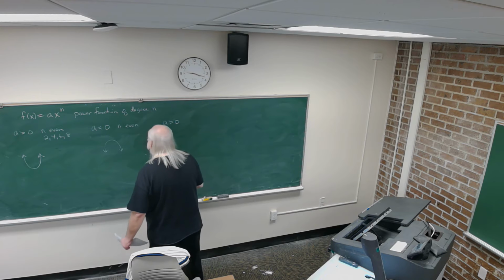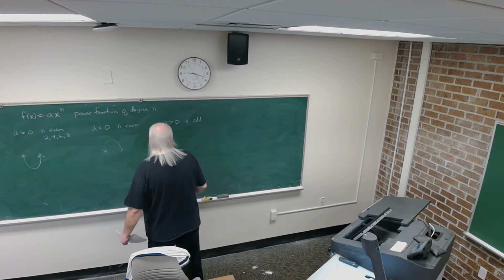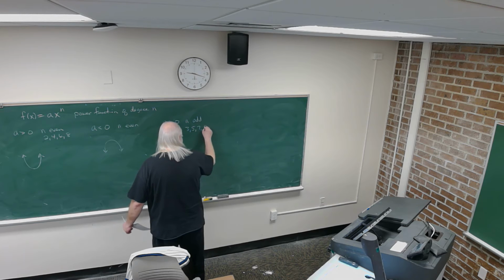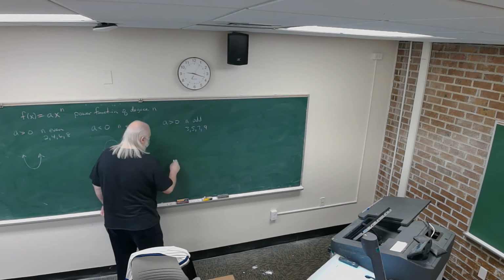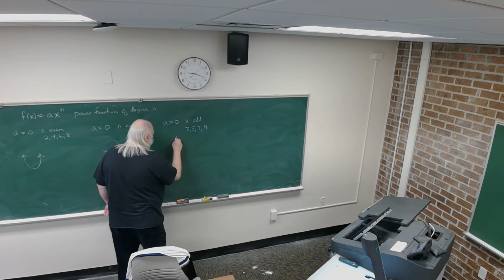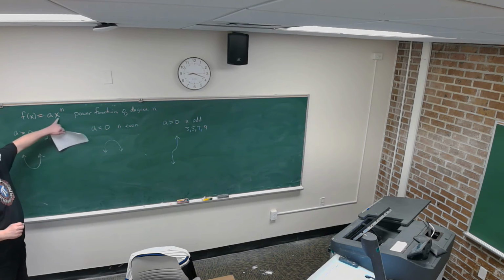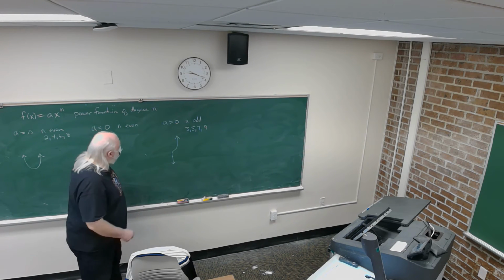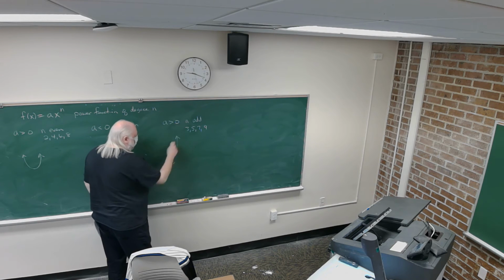If the coefficient a is positive and n is odd, the exponent n is odd, 3, 5, 7, 9, and so forth, then if n is equal to 3, we have the graph of what is called the cubing function, the graph of x cubed. This is the graph of the cubing function, x cubed. And so if the coefficient a is positive, the graph looks similar to the cubing function.